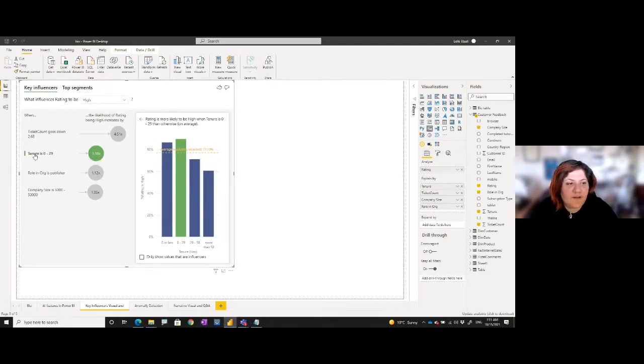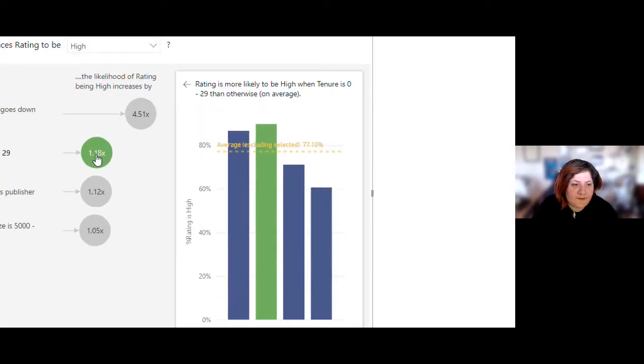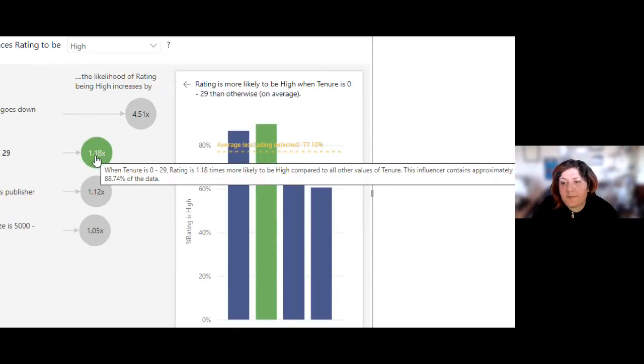The chance that they are going to be happy about us is impacted by each other. So as you mentioned, when the tenure is between 0 to 21, the rating is 1.18. It's not that much, it's 1.18 times more likely to be high compared to all values of the tenure. And the interesting part that is mentioned, I will go through that. Let me bring it again. It's talking about the influencer containing approximately 88% of the data. I will talk about it soon.